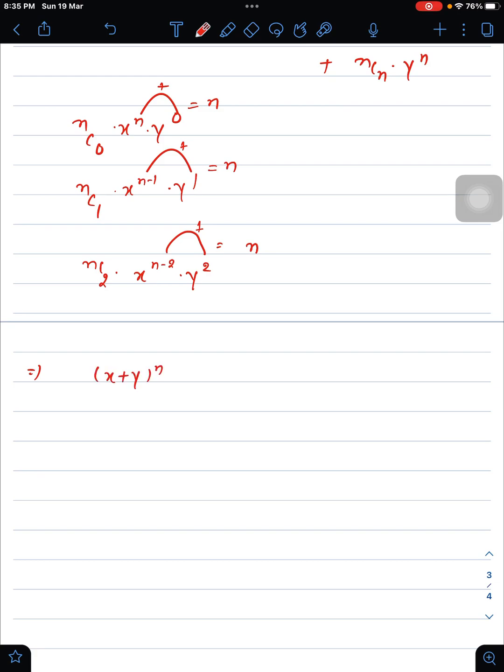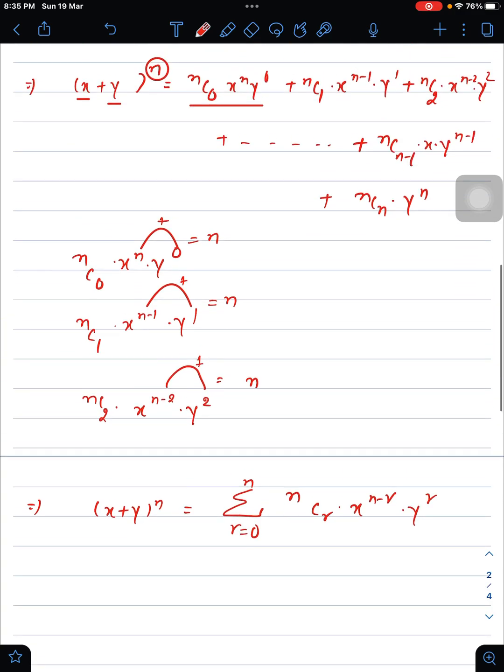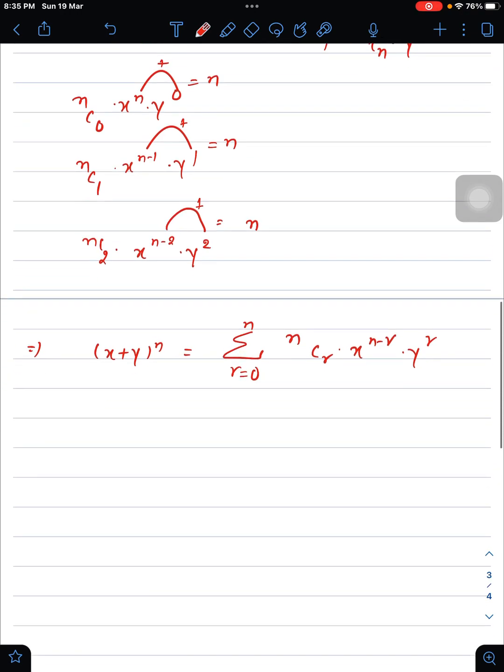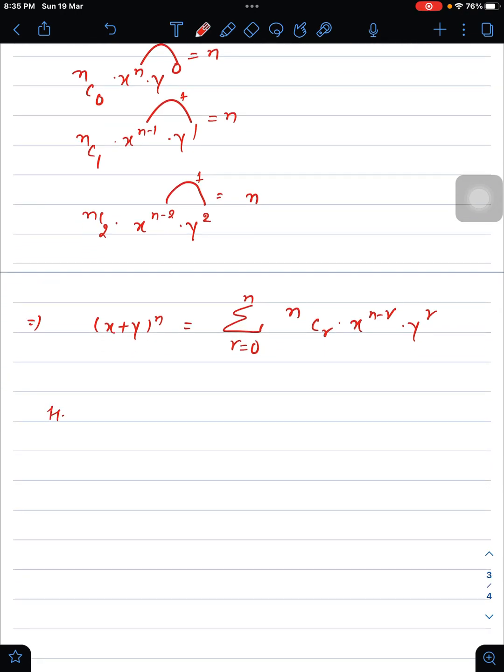(x plus y) to the power n, just have a look, I'm using summation. r is equal to 0 to n, I can write nCr x to the power n minus r y to the power r. Look beta, you can directly connect this formula with the terms which I have written, where I can write nC0, nC1, nC2, dot dot dot, nCn.